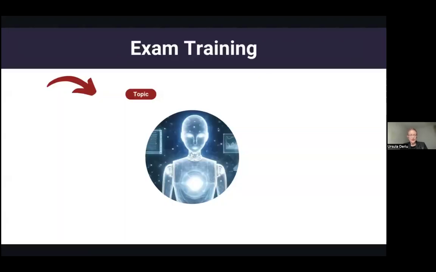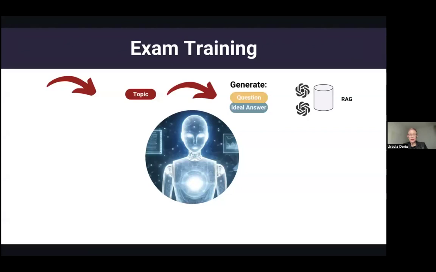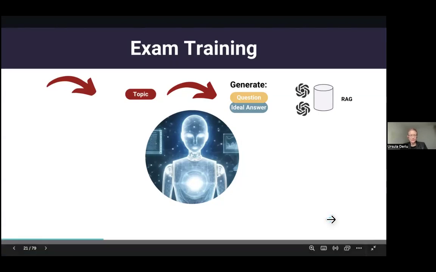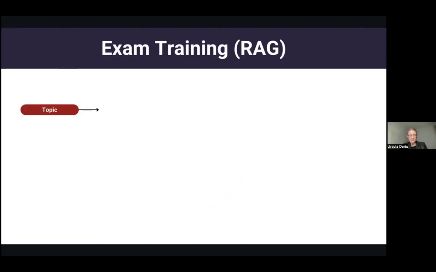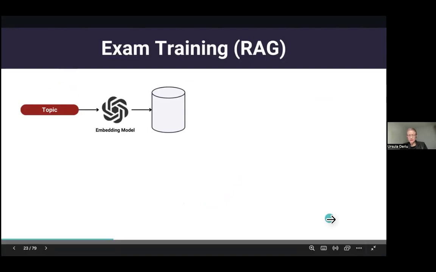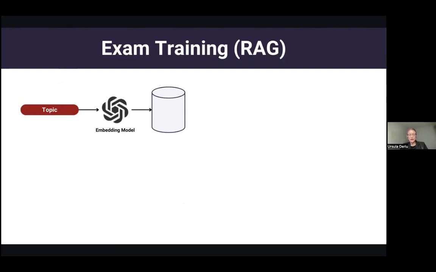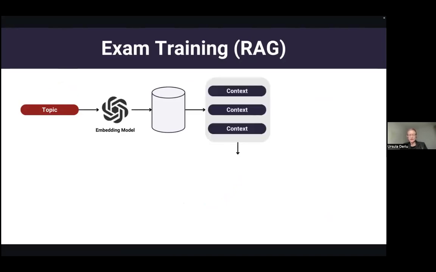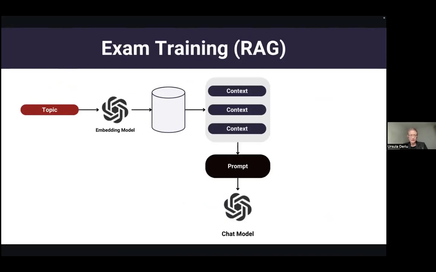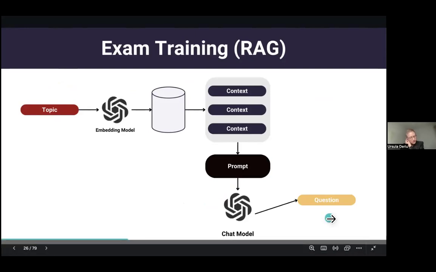The exam training begins. The first topic is selected. Based on it, a question and an answer are generated with retrieval augmented generation. Let's have a closer look at this. The topic is transformed to a vector. This vector is used to search in a vector store for chunks which are semantically close to the topic. These chunks are fed into a prompt that is passed to the chat model. It generates a question and the ideal answer to that question.